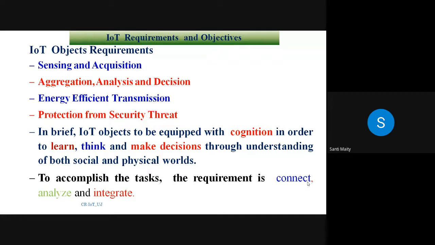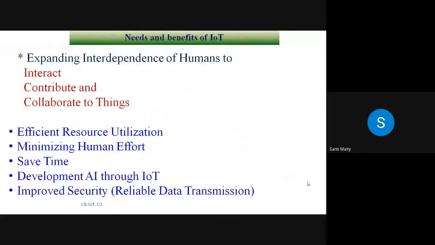But when we consider wireless transmissions, before coming to this, let us see what are the needs or benefits of this IoT, because IoT would be more or less application specific jobs. Now, the benefits are expanding interdependence among human beings in order to interact, collaborate, and contribute to things. By means of this integration, contribution and collaboration, we can efficiently utilize the human resources. So in any kind of job, when human experts of the relevant fields are integrating, interacting and collaborating, obviously we can expect the best resource utilization.